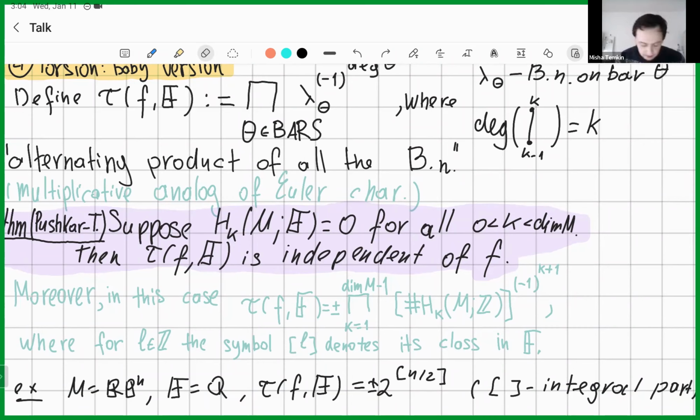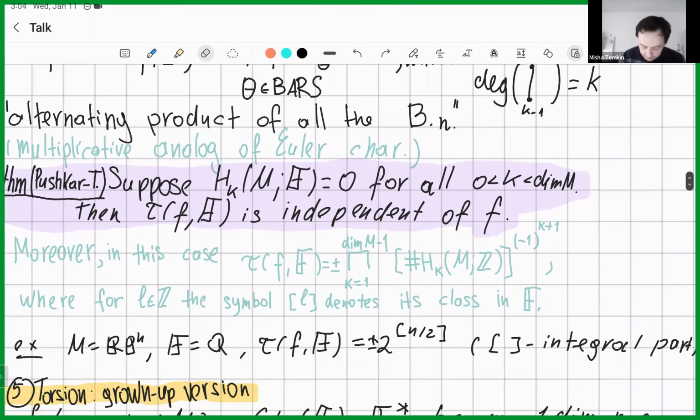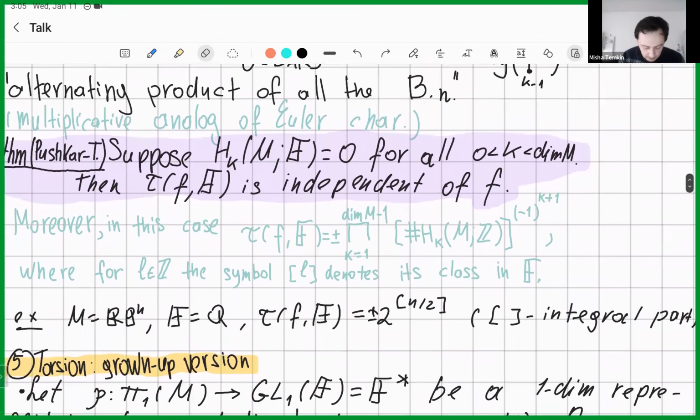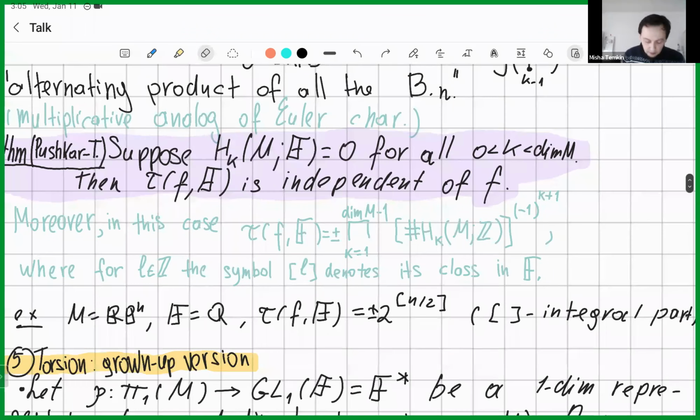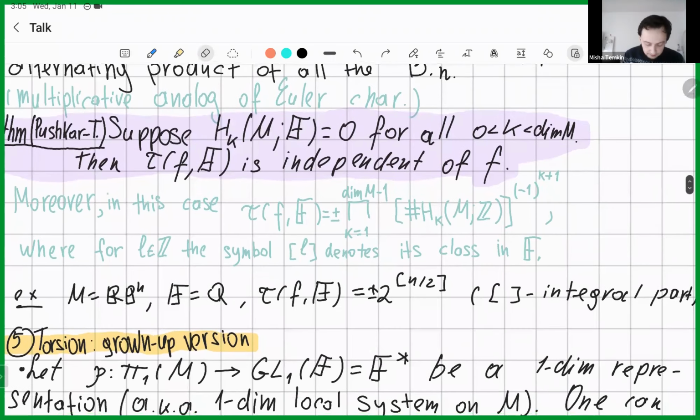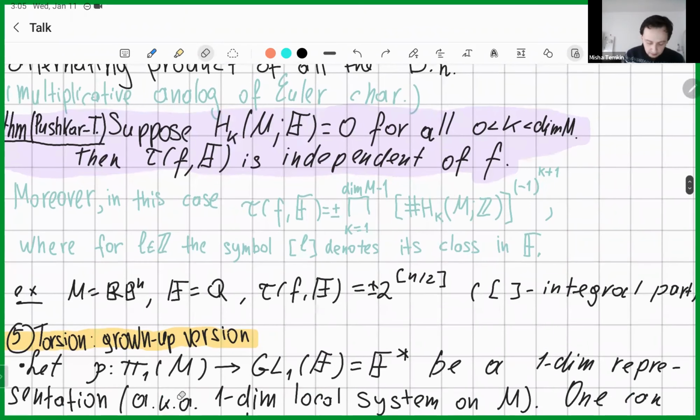Okay. So the grown-up version of the torsion theorem is the following. I need to have some preparation first. Let pi 1 be the fundamental group of M. Let rho be a one-dimensional representation of pi 1, so a group homomorphism from pi 1 of M to GL1 of F, which is just F star. Or in fancy words, a one-dimensional local system on the manifold.